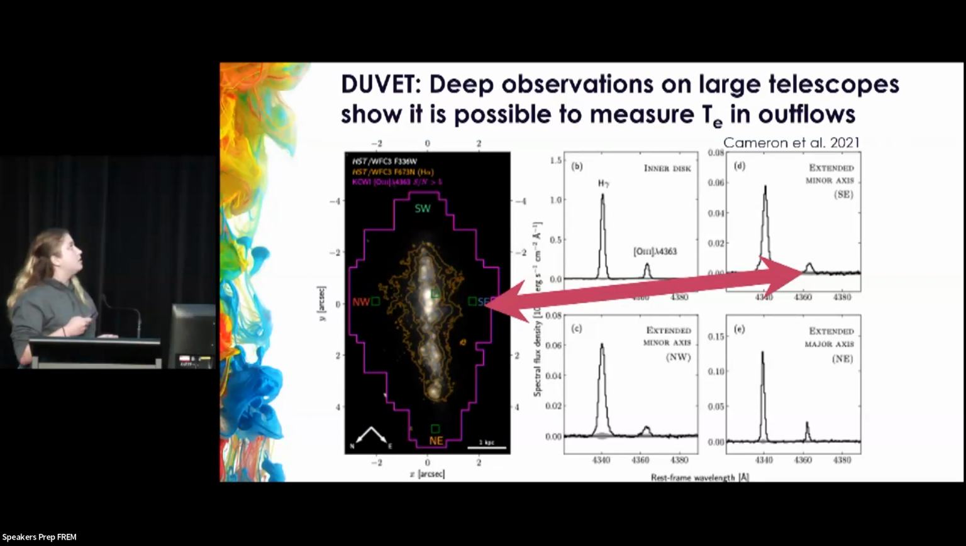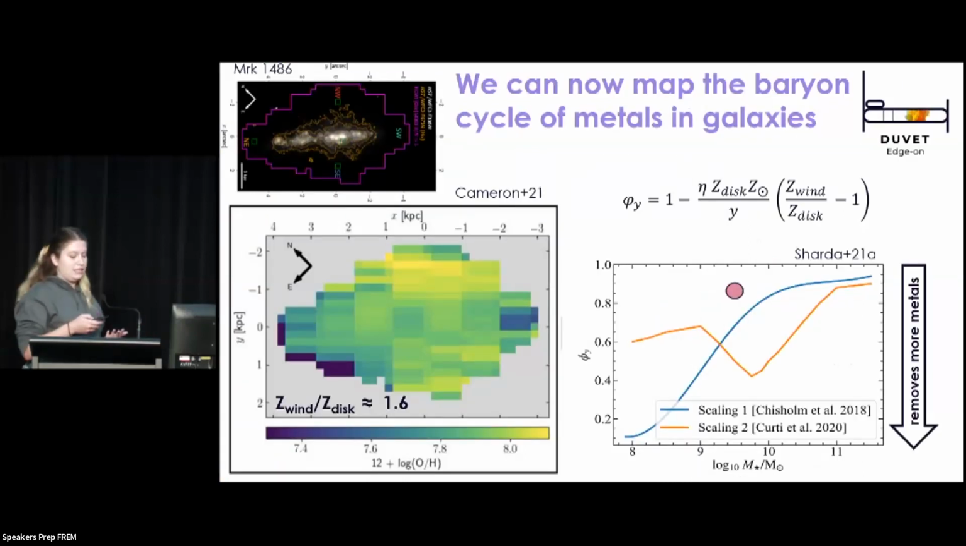So this is the work of Cameron et al. 2021, and Diane talked a little bit about this, but in summary, they were able to observe O3-4363 around this galaxy. So here we can see an HST image of the galaxy. We can see it's an edge-on galaxy. And the pink contour shows all the regions where they observed O3-4363, so they can measure metallicity in those regions. So essentially, we have a metallicity map all around the disk and in the disk.